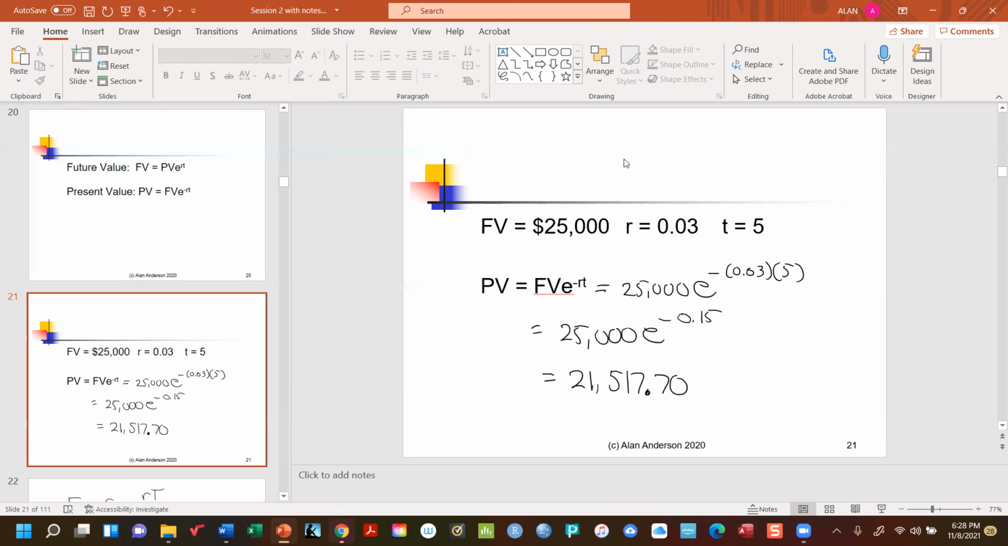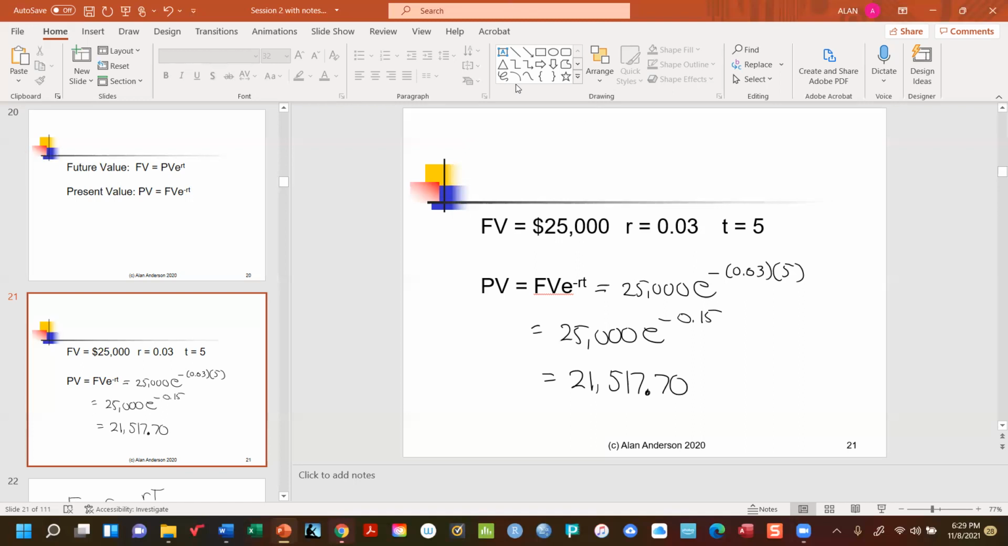And so in other words, imagine if you were paid for a project that you worked on and you were given 2 options. You were told you could get paid $21,517.70 today, or $25,000 in 5 years. Well, under these conditions, in principle, you would be indifferent between the two. I mean, if you were going to save the money anyway, either way, you're going to wind up with $25,000 in 5 years.